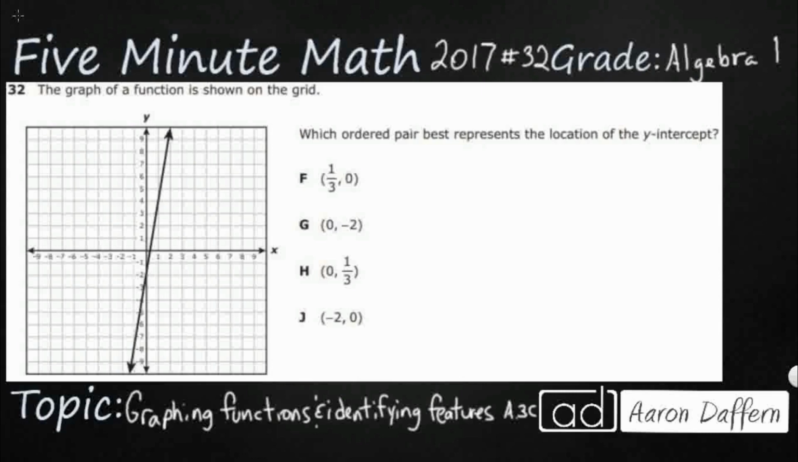So we have a graph here of a function just shown on a coordinate grid, and we need to find the ordered pair that best represents the location of the y-intercept. Now, some of you might be able to glance at this and answer the question in about 10 seconds, and if so, that's great. But some of us might not remember what the y-intercept means. That seems like it's a very important term for this problem.